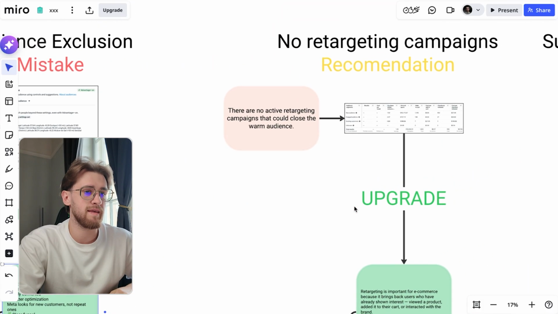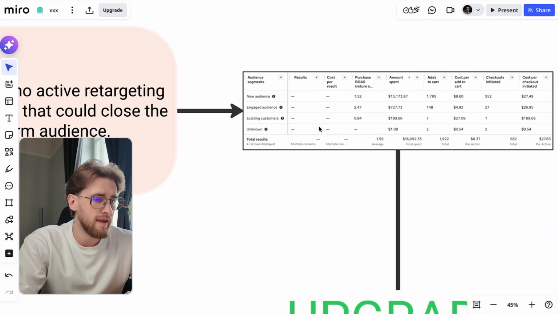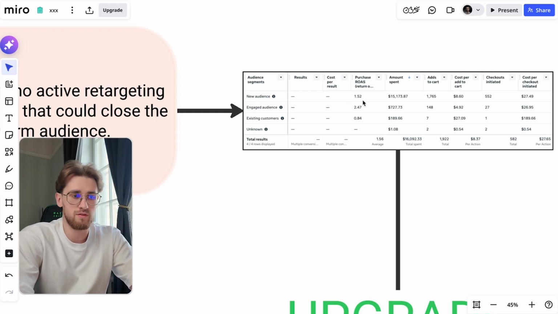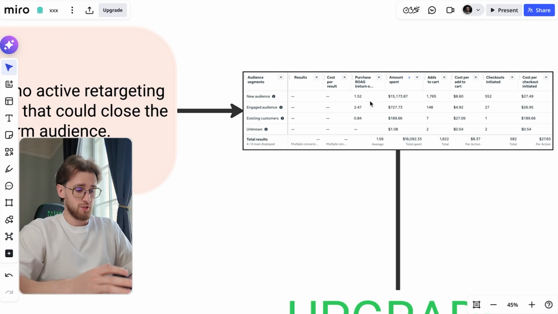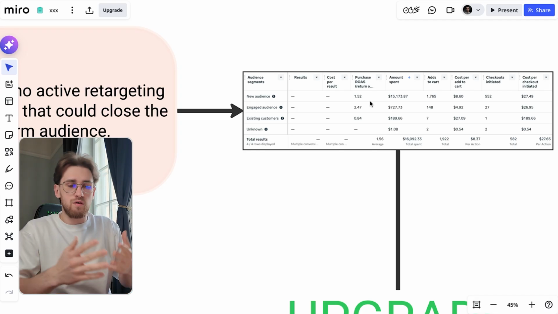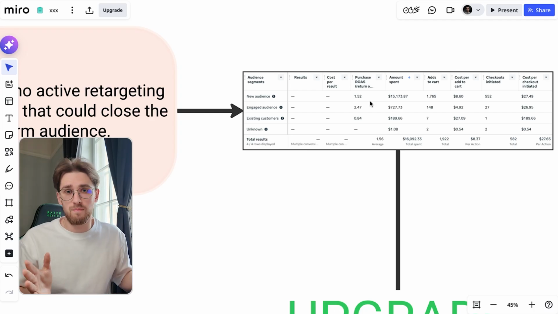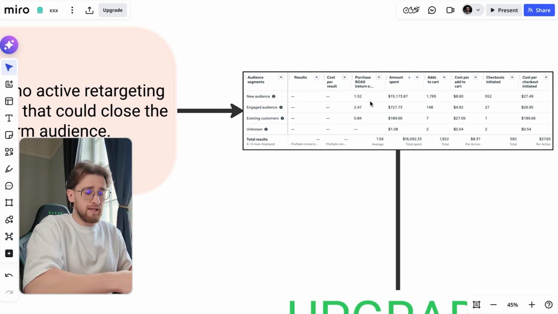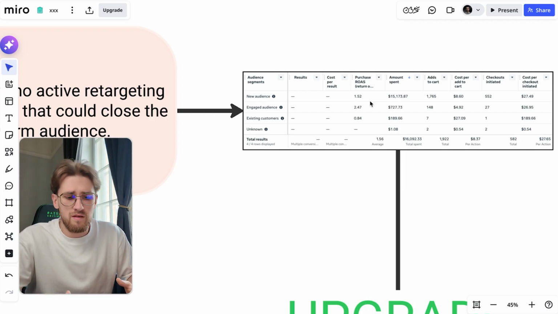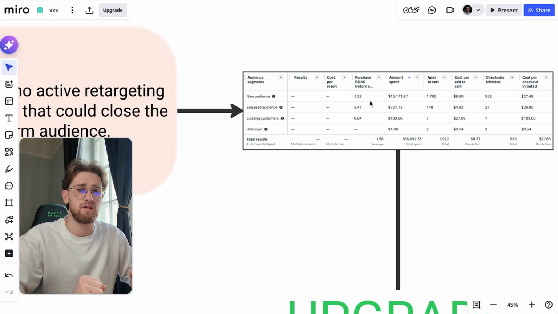Okay, then: no retargeting campaigns. We can see that a lot of people just spend all the budget on new audiences. So it's fine, it's cool, because you want to bring more new customers to your website. But when you spend just 3K, 5K, 10K, it's okay. But if you spend already like 20, 50, $100,000 per month, at least, please, invest 10, maybe 20% in retargeting campaigns.